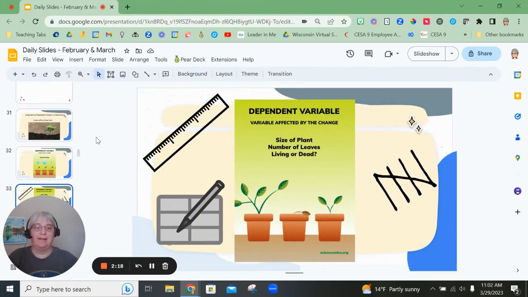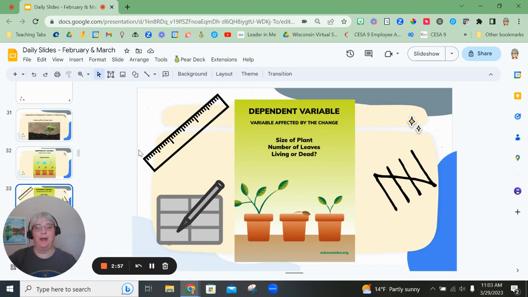So in the case of this plant, I might be measuring how tall it gets. I might be counting how many leaves it has. I might just be recording, is it alive or dead? So that's the data table, the stuff that you're recording in the data table. That is the dependent variable. So look at your experiment and decide, what am I recording? Am I recording yes, no if I see something? Am I measuring? Am I counting? What is the data that I'm collecting? And that's going to be your dependent variable.